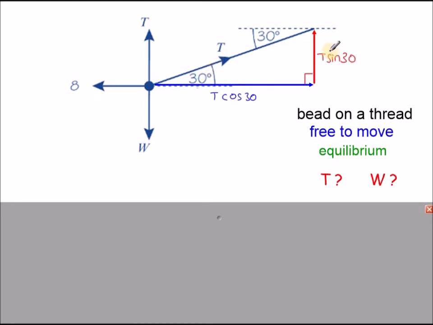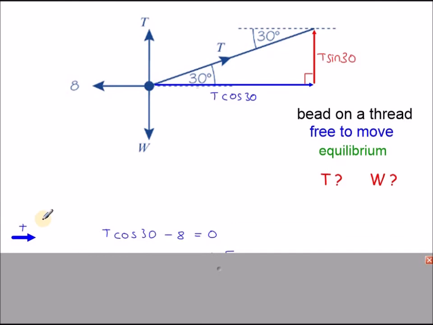Check the direction of the arrows. The tension force here starts here and ends there according to this arrow. So the blue arrow, if we follow that and follow the red arrow, we get the same. We start here and we end here. So the directions of the arrows are correct.